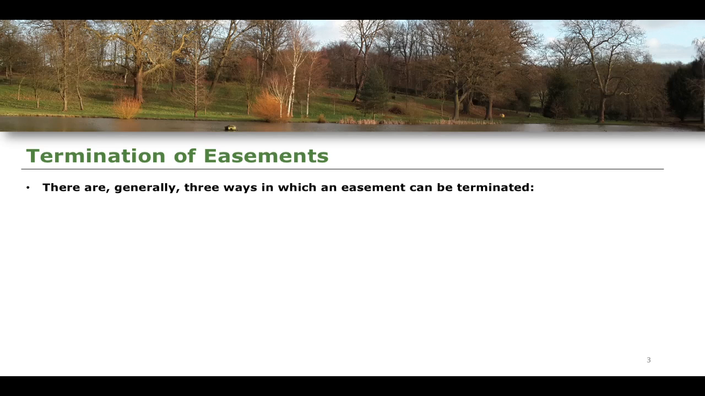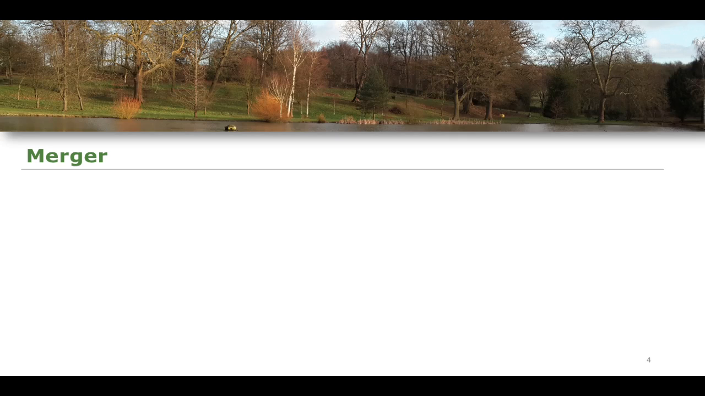So there are generally three ways in which an easement can be terminated in law. Now, the three ways are as follows. You can see termination by way of a merger. That is the first way in which a termination of an easement can take place. We can also have termination by way of release. And then finally, we have termination by way of change of character. Let's deal with the easiest one first, the idea of a merger.